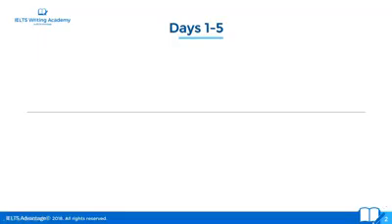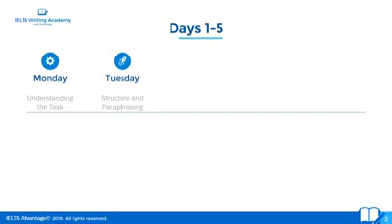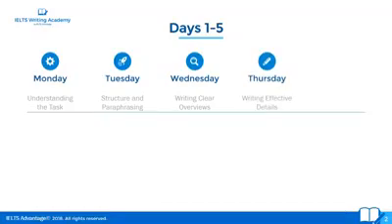So let's have a look at what we're going to do over the next 5 days. Yesterday we looked at understanding the task. Today we're going to look at structure and paraphrasing. Tomorrow we're going to look at how to write clear overviews. On Thursday we're going to finish off with how to write effective details, so we're finishing off our task 1 report with the details. And then on Friday we're going to look at vocabulary and grammar.